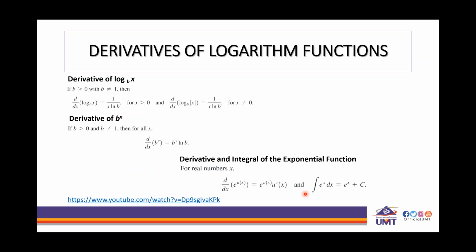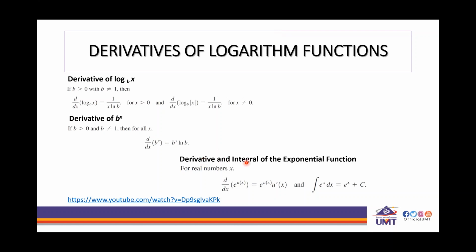Now, the derivative of log base b of x. If b is greater than 0, with b not equal to 1, then the derivative of log base b of x is equal to 1 over x ln b for x greater than 0. Then d log base b of x over dx is equal to 1 over x ln b, for x not equal to 0. The derivative of b to the power of x is equal to b to the x times ln b.